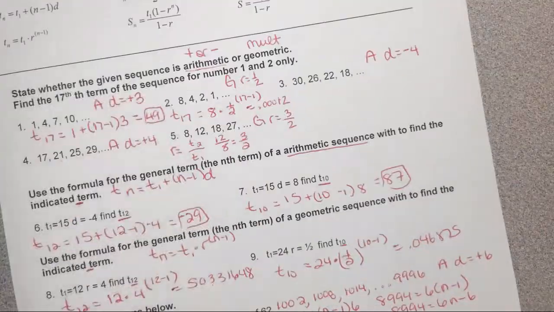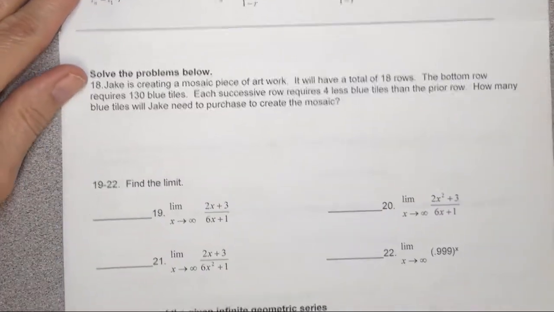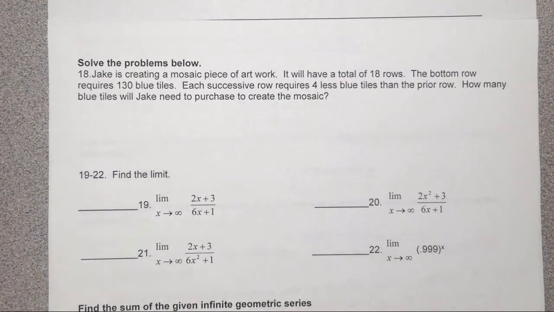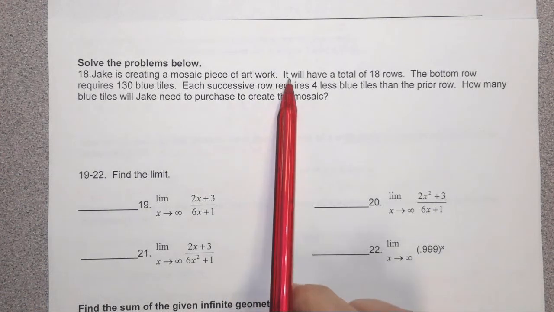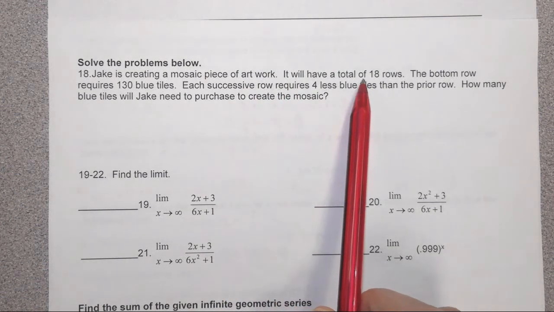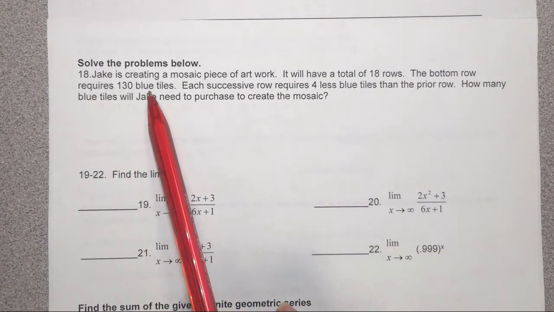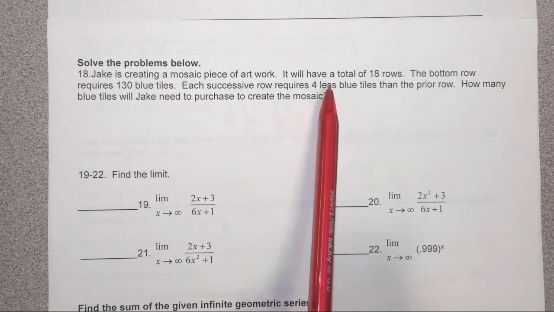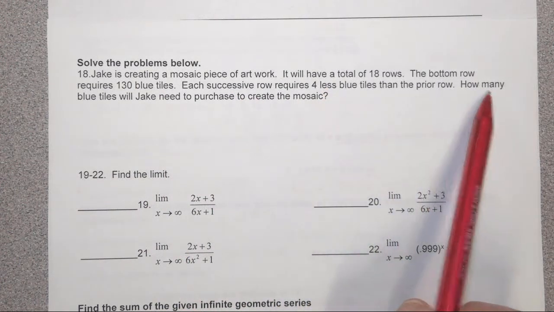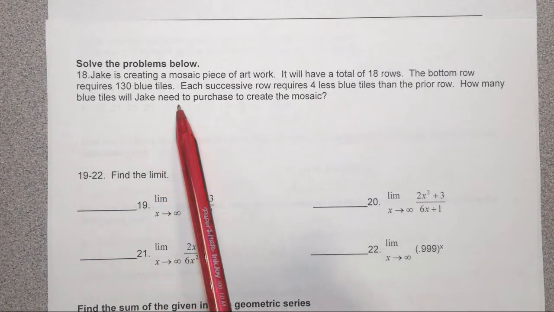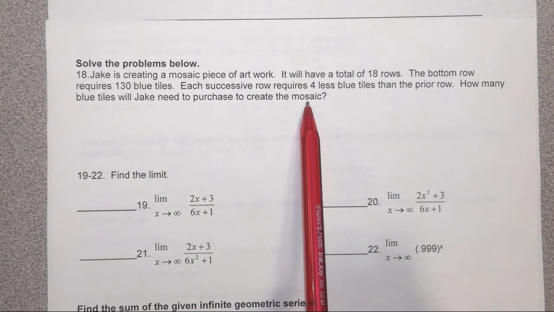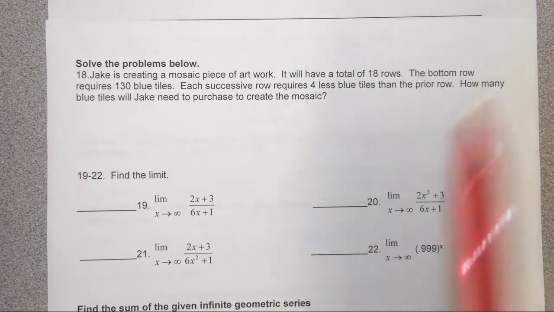All right, so let's look at the back of the review now. So we have one word problem, and you will have one word problem on your test. It says Jake is creating a mosaic piece of artwork. It will have a total of 18 rows. The bottom row requires 130 blue tiles. Each successive row requires 4 fewer tiles than the prior row. How many blue tiles will Jake need to purchase to create the mosaic? All right, so we start a sequence.